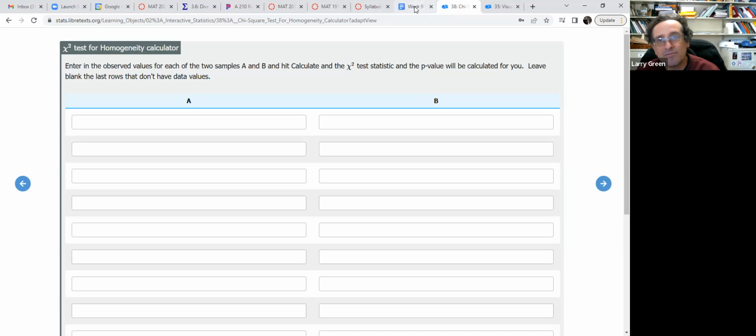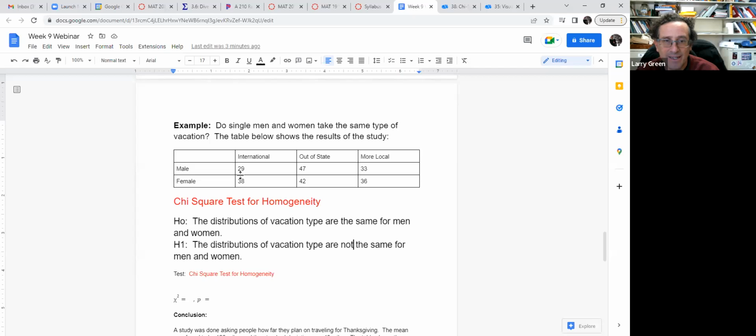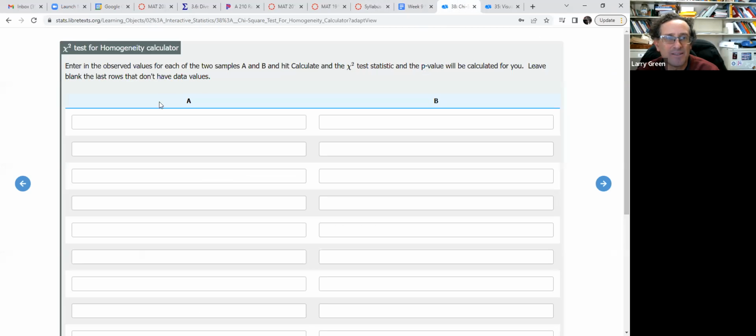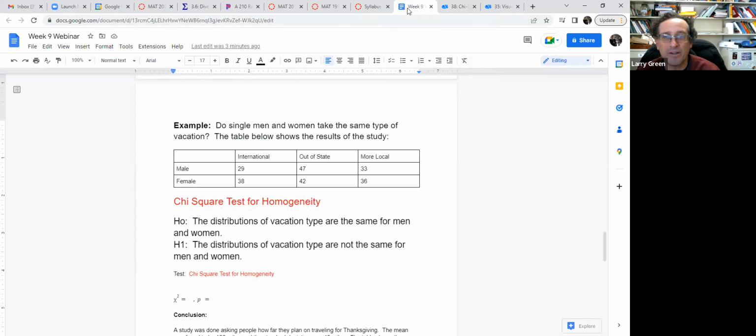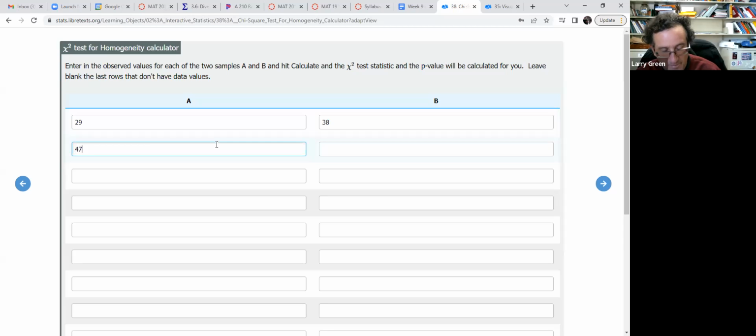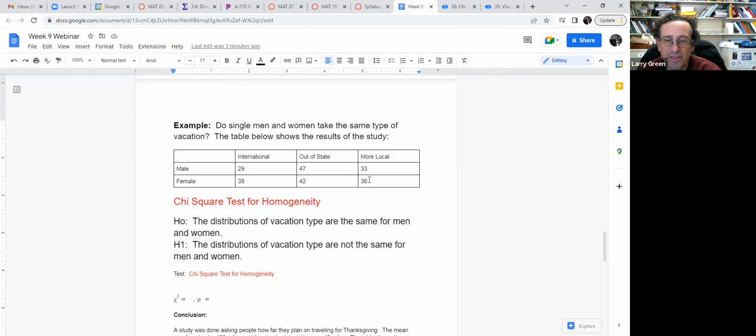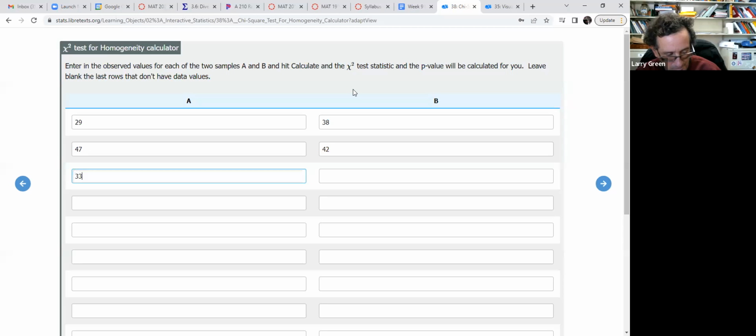Okay. So now we have to go back and we have to put the numbers in: 29, 38. And by the way, if you use a calculator, I use a tab key to get to the next one. You could also use your mouse, but whatever works for you. Then we had 47, 42. And then finally, we had 33, 36. Any questions on that?